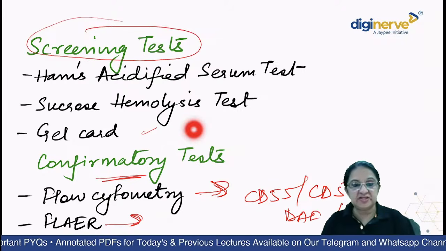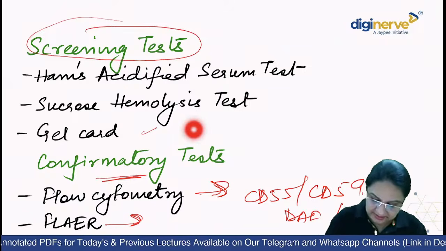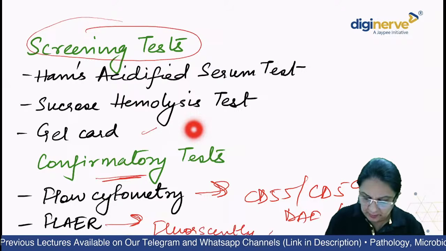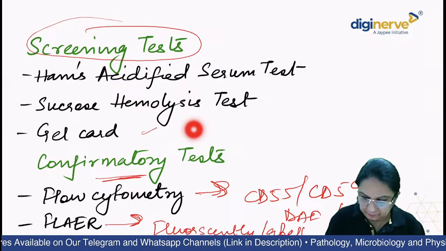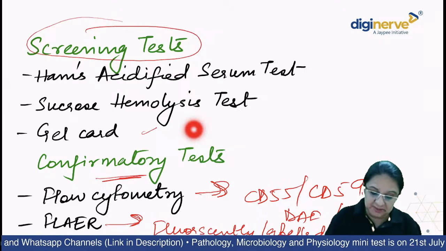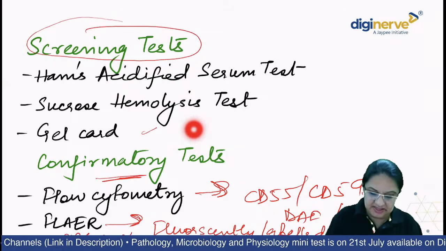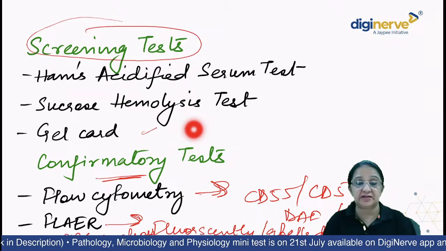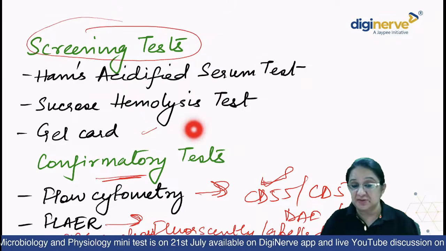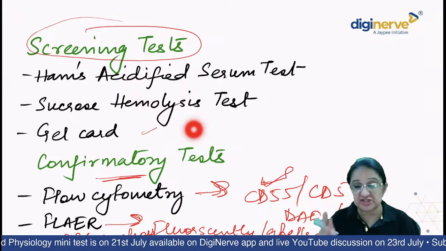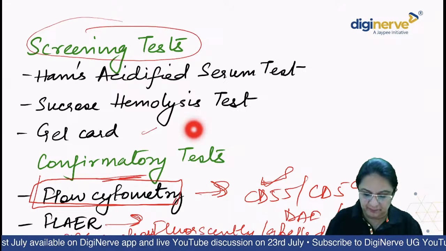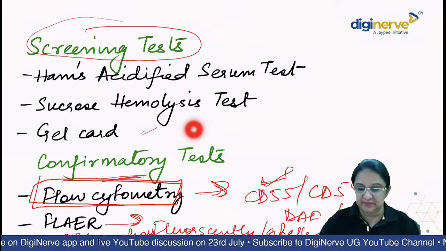Whereas FLAIR, what is FLAIR? FLAIR is fluorescently labeled aerolysin. This tests your GPI anchors on the cells, whereas flow cytometry measures your GPI anchored proteins. If they ask which is the one confirmatory test, that is your flow cytometry. Flow cytometry is the confirmatory test.